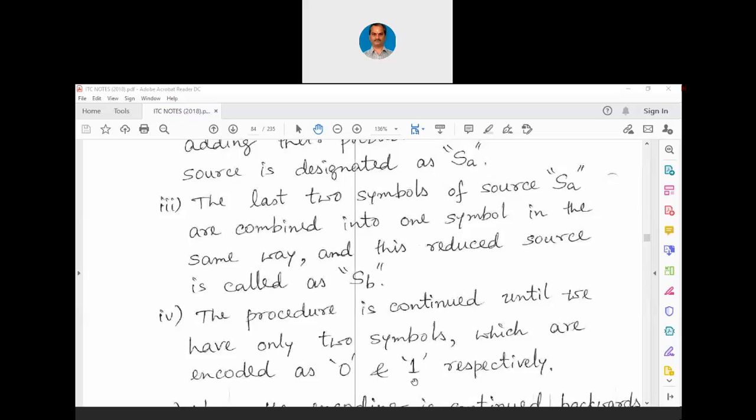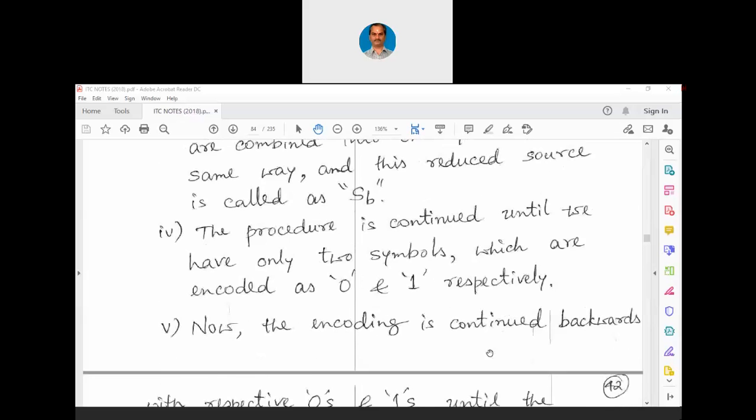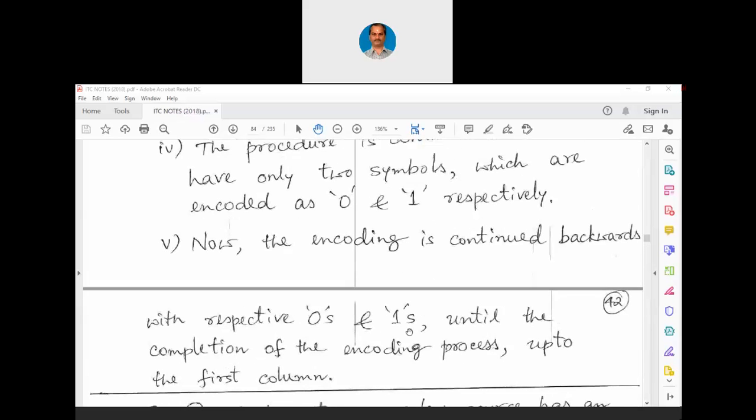Now, we will go backward. When we go backward, we will keep on adding zeros and ones in the same fashion till we reach the first column where we had started, where we had all the symbols. When we go backwards this way, we will have all the codes, and this procedure is going to yield a compact code. So the encoding is continued backwards with the respective zeros and ones until the completion of the encoding process up to the first column. Now I'll show you an example. You can understand this procedure clearly.